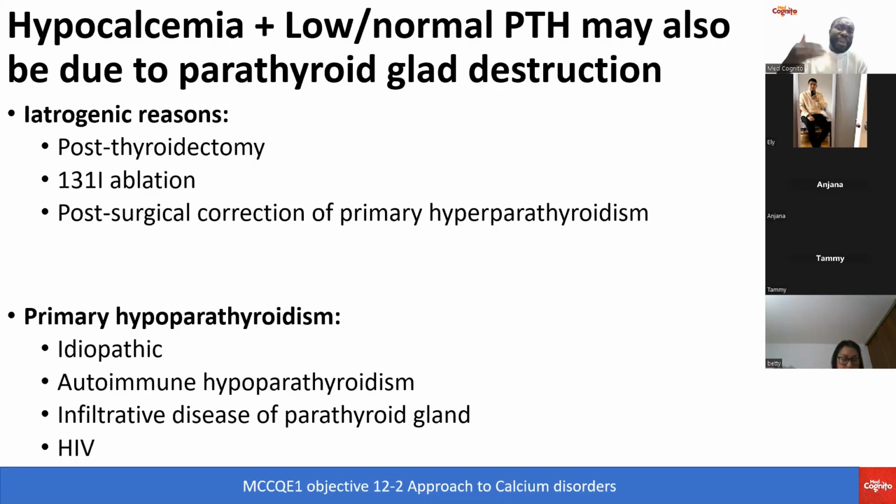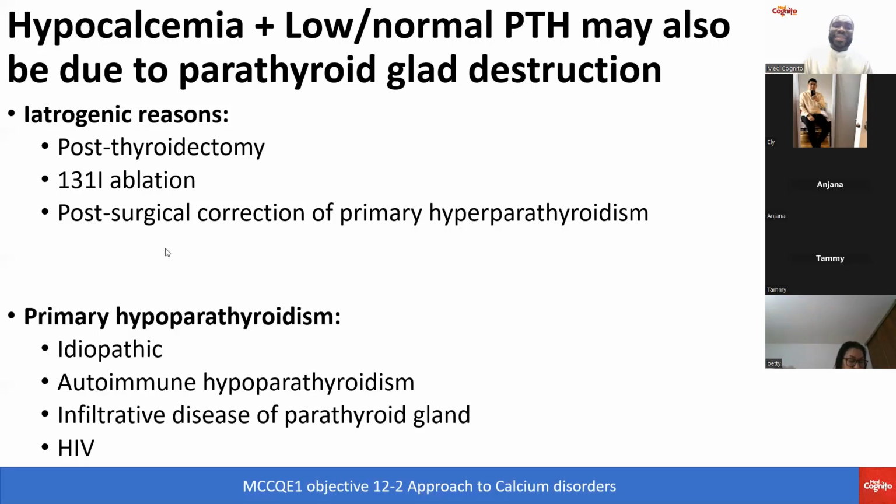And then it could also be that I corrected hyperparathyroidism and I did a surgery. So maybe the patient's parathyroid gland was producing so much and I did the surgery. Now I've destroyed the whole parathyroid gland. And so even though the patient is hypocalcemic, the patient is not able to stimulate the parathyroid gland to produce parathyroid hormones. And that is why that patient has low calcium, low parathyroid hormone levels.